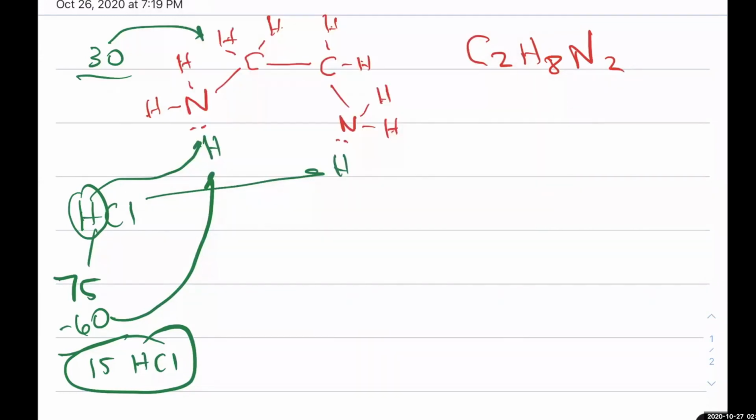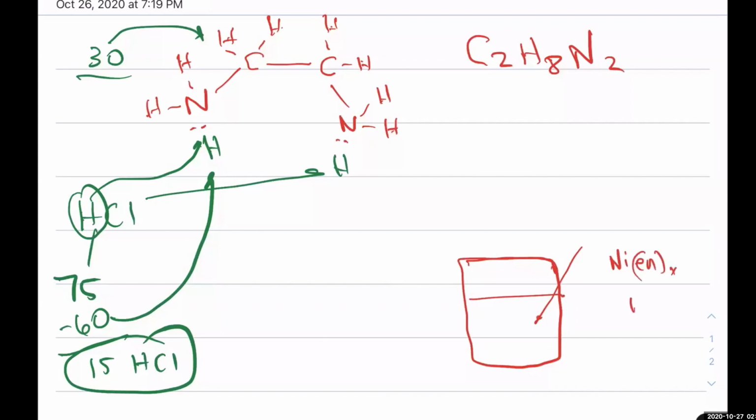You have a beaker, and you put in here your salt. It could be A, B, or C, but it's going to be NiEnX(H2O)6x minus 6 minus 2x sulfate Y water. It's basically whatever salt you have in there. Okay, that's your salt in here.